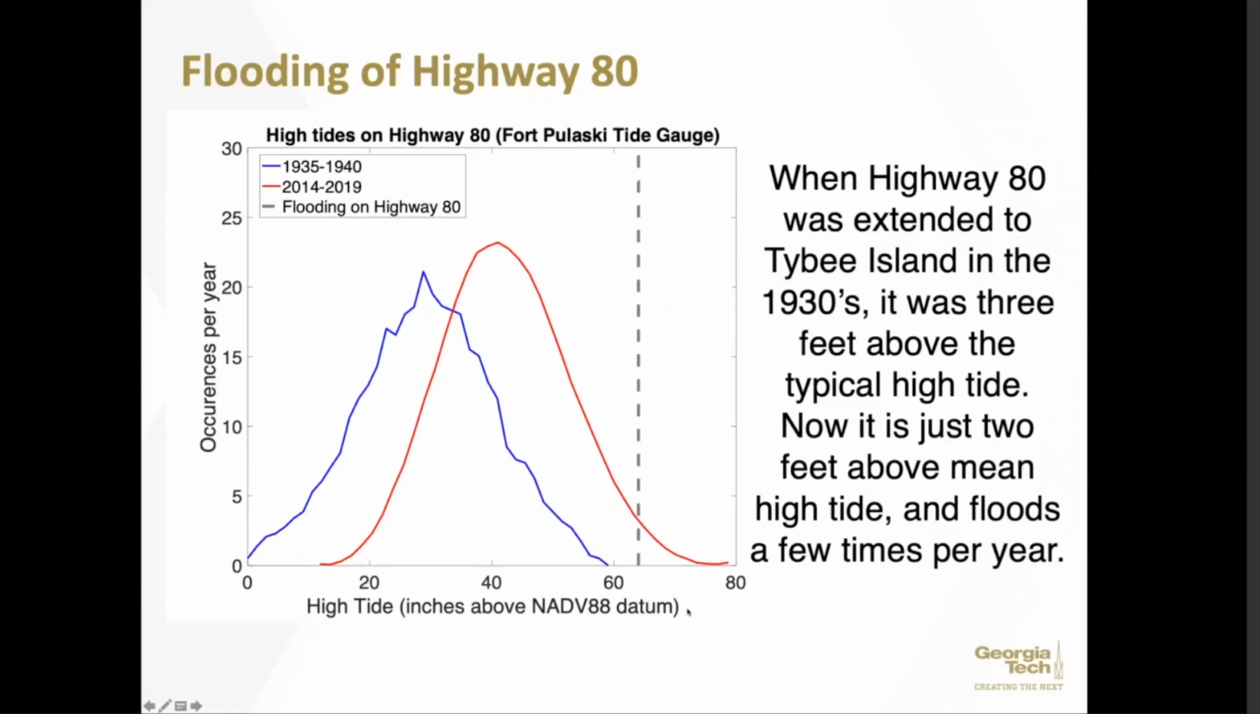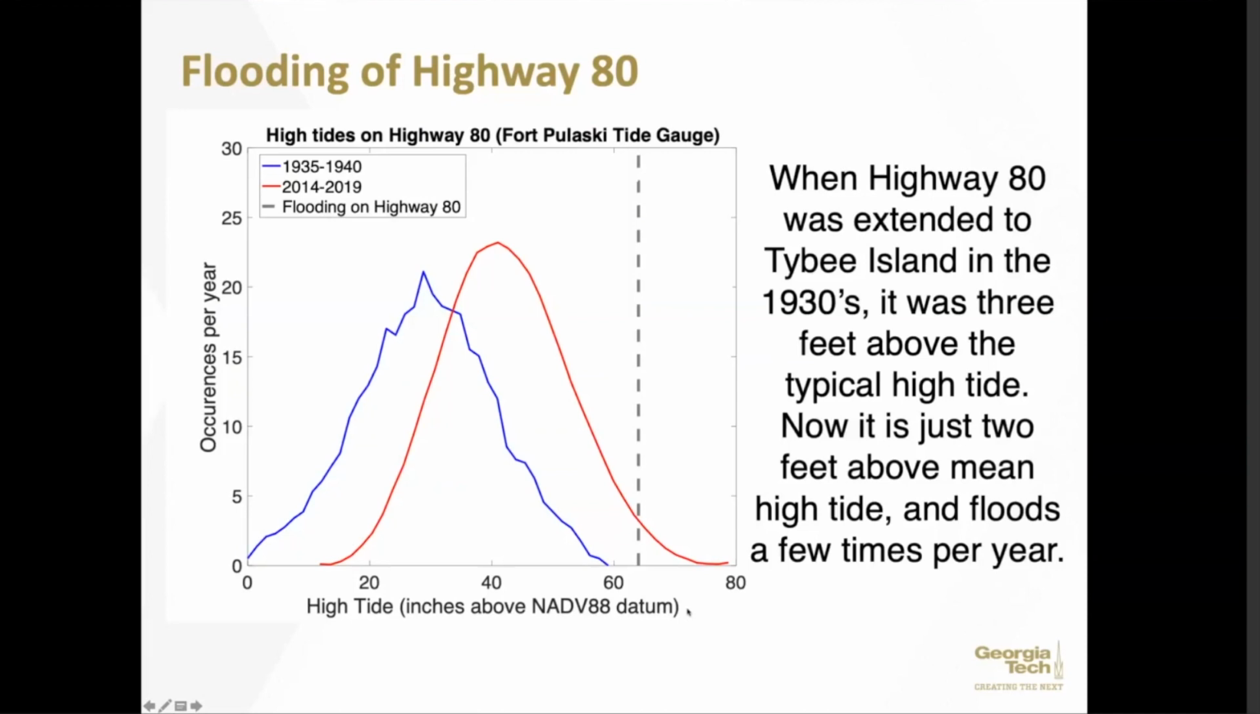Over a 5-year period from the years 1935 to 1940, and the reason why that 5-year period is significant is because that is the time during which Highway 80 was being built, or extended rather, to Tybee Island. So the blue line shows basically how high the high tide is.